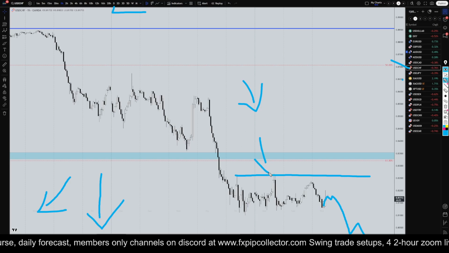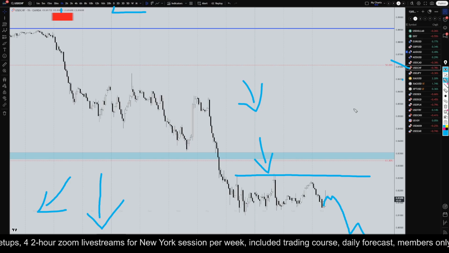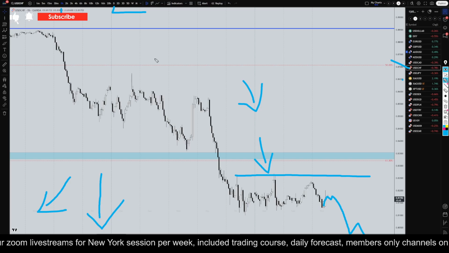If it does decide to break structure, then I do think it would justify looking for longs after the break of structure and after the pullback that would come after the break of structure. But since we still do not have a break of structure, even on the 1 hour time frame, I would definitely still be looking for shorts because the trend is down on literally every single higher time frame.